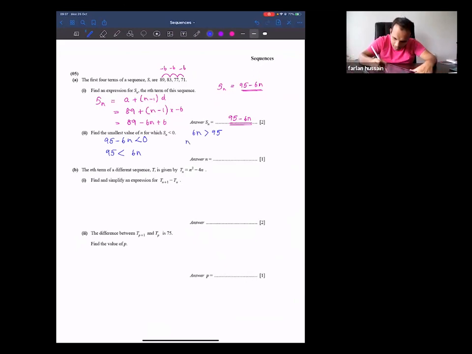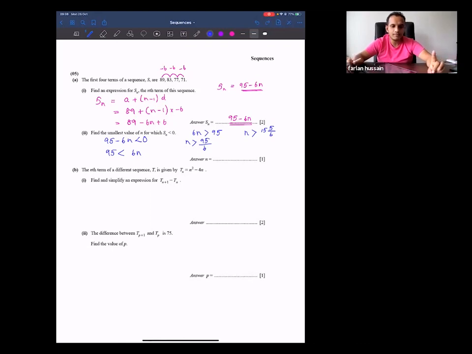So n is greater than, you take the 6 to the other side, 95 divided by 6. What is 95 over 6? 6 into 15 is 90, so this is 15 and 5 over 6, or 15 point something. So n has to be greater than that, and we need to find the smallest value of n. Now n is an integer, right? Whether they say it or not.